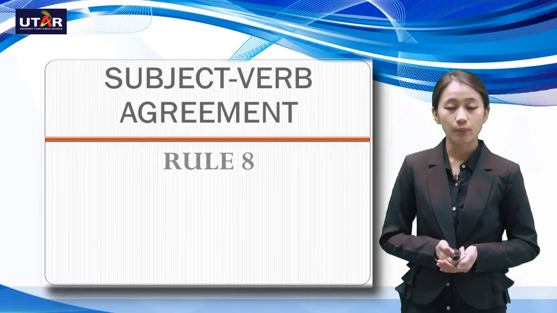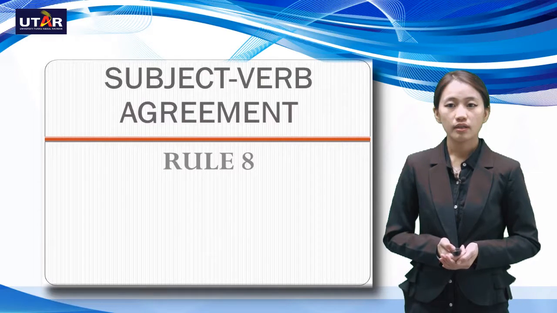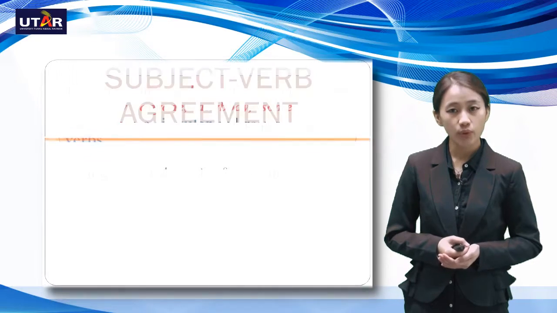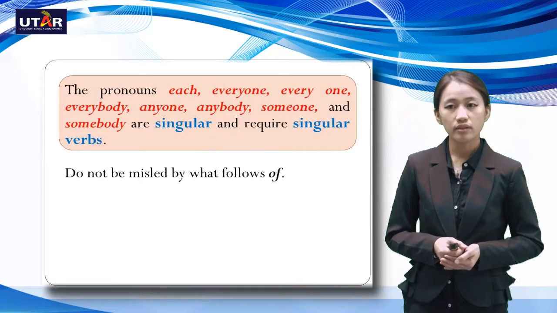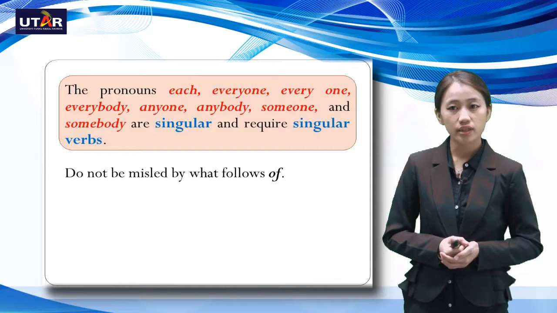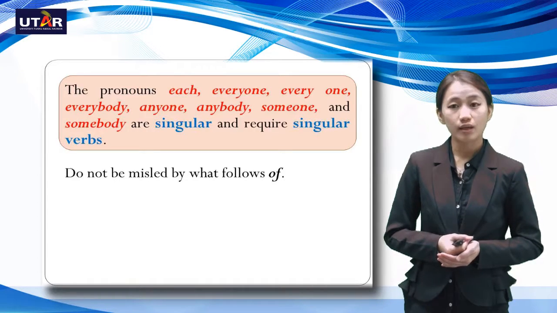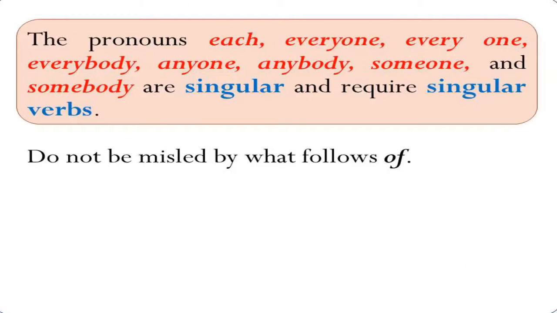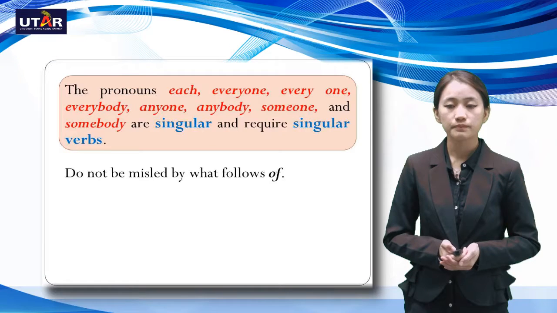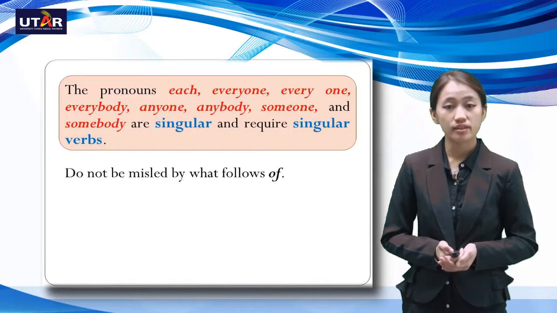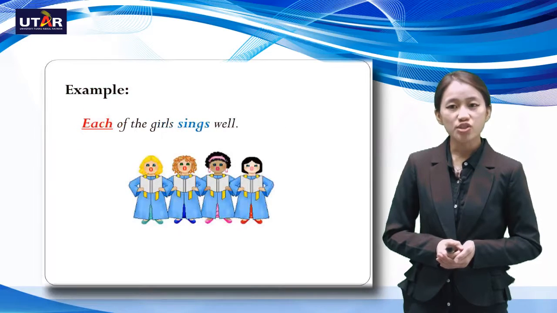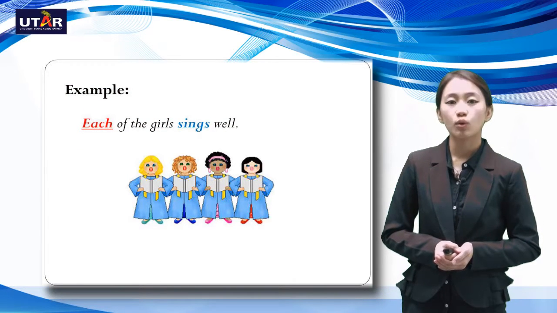Now let's look at rule number 8. So rule number 8 for the pronouns each, everyone, everybody, anyone, anybody, someone, and somebody, they are all considered as singular. Therefore, it is required to use a singular verb. So do not be misled by what follows of. Let's look at the example here. Each of the girls sings well.